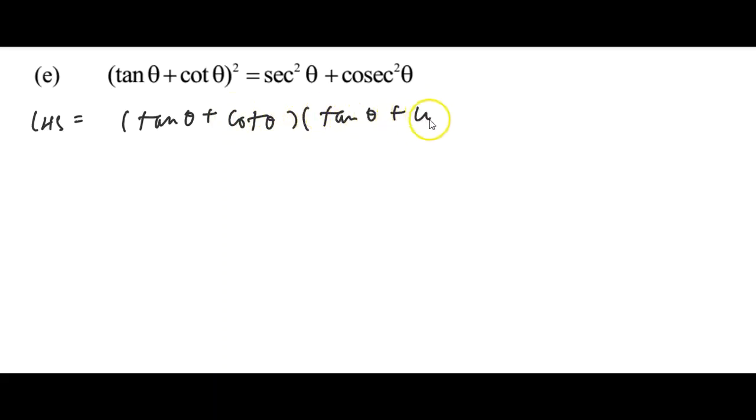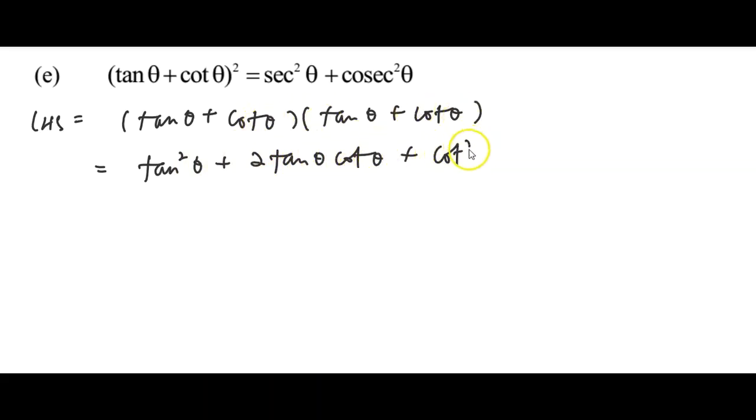For this example, I'm going to start from the left hand side. Okay, we're trying to expand this, which is tangent theta plus cotangent theta multiplied by tangent theta plus cotangent theta. Then we expand, we got tangent square theta plus 2 of tangent theta cotangent theta, plus cotangent multiplied by cotangent, that will be cotangent square theta.